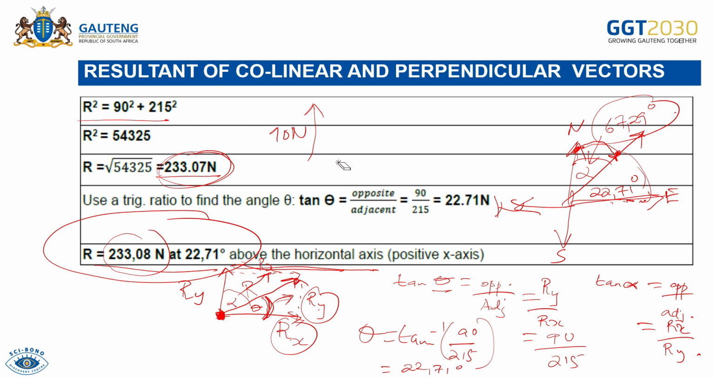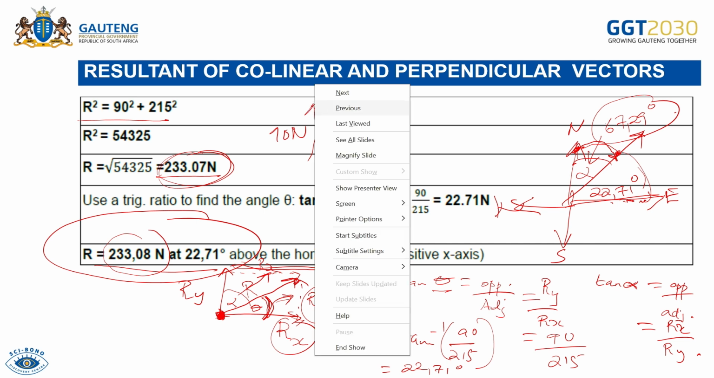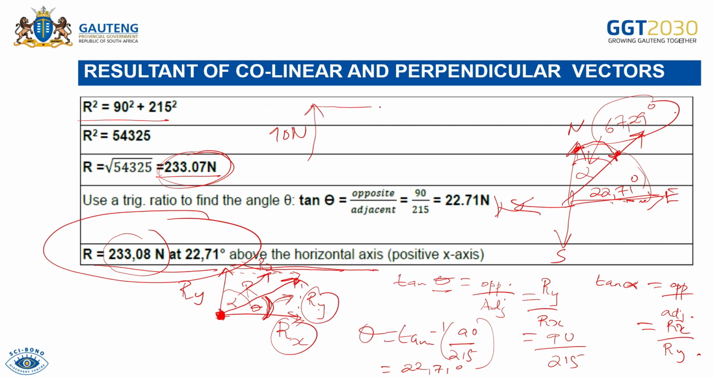But if now I join the 215 newtons from the head of the first one, something like this, this becomes the tail to head method. You can see there's a tail and a head where they meet, but for the other one it is tail to tail. And how do we draw the resultant here? If we are using the tail to head method, the resultant is drawn from free tail to free head.